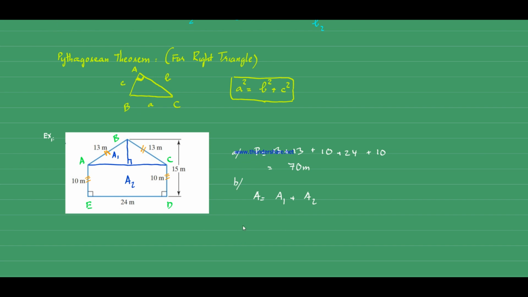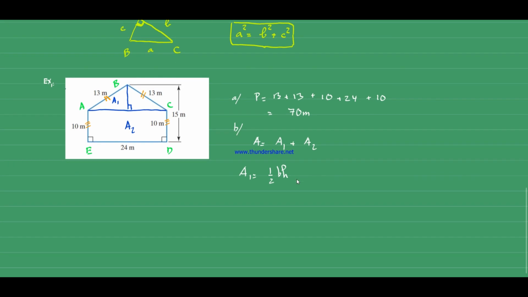So from here we can find the area of A1, which will be 1/2 base times height. The base is 1/2 AC, times the height, which is this one right here. I'm going to go ahead and name it BH. So BH is the height, and 1/2 AC is 24 times BH.